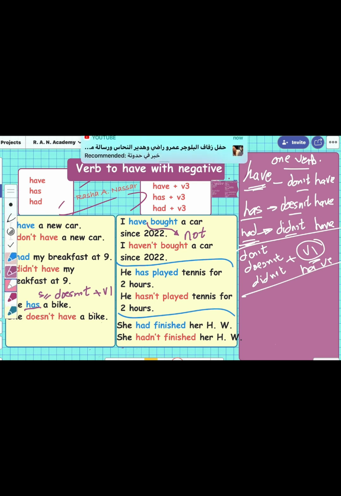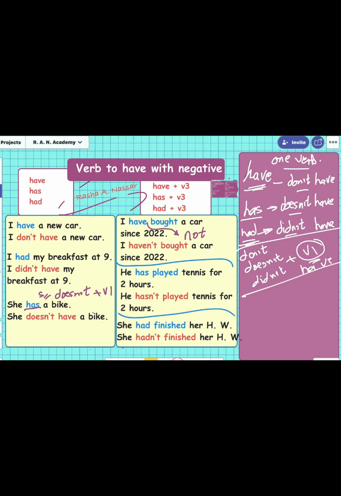What if I see here two verbs, have plus another verb? So I have here two verbs. If I have two verbs with the verb to have, it means that I have to change the sentence into negative by adding not after the first verb.